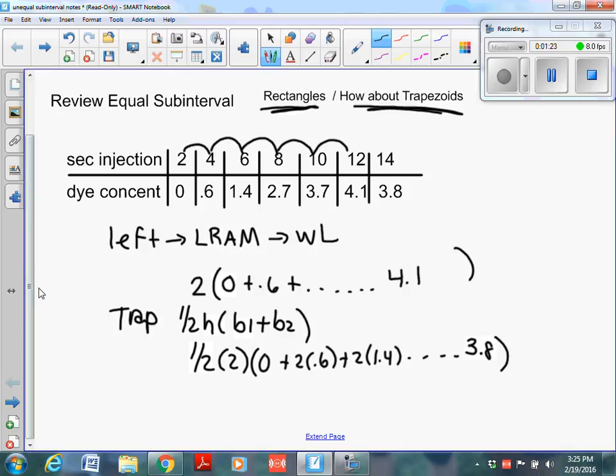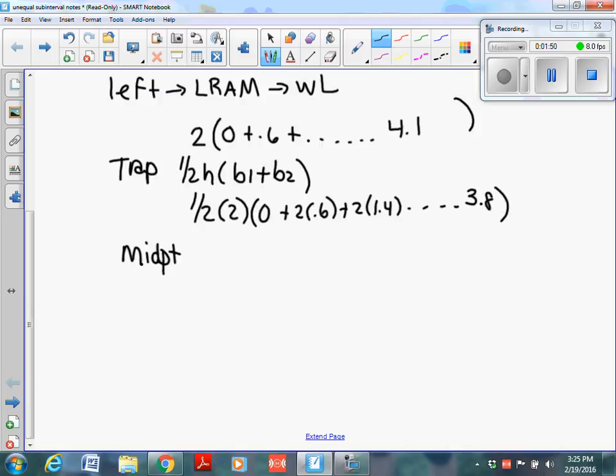Okay, now I want to talk about, I showed you how to do the trapezoid. I showed you how to do the left. You can also do the right. You can't do the midpoint by using intervals of 2. You can't do the midpoint because if you take the midpoint of 2 and 4, isn't it 3? And 3 is not on there. But you can do the midpoint if you change your interval.